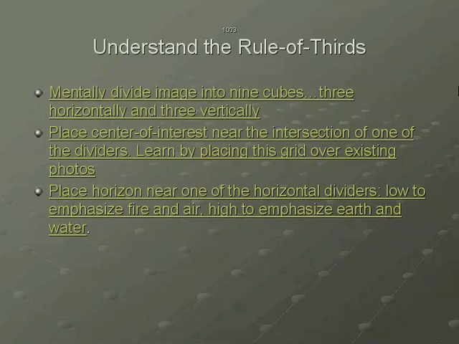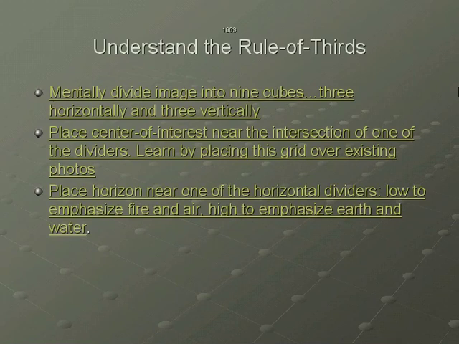You probably remember that in the previous lesson we briefly mentioned one of the most common rules of composition, which is called the rule of thirds. The rule of thirds involves mentally dividing the image into 9 cubes, so that you have rows of 3 cubes going across horizontally and columns of 3 cubes coming down vertically. 3 rows and 3 columns.